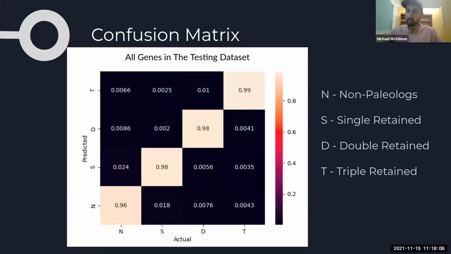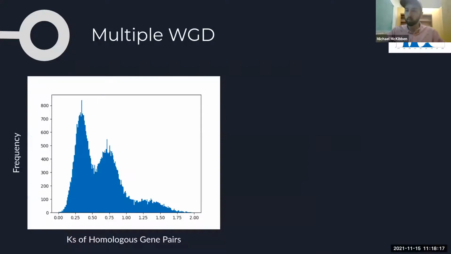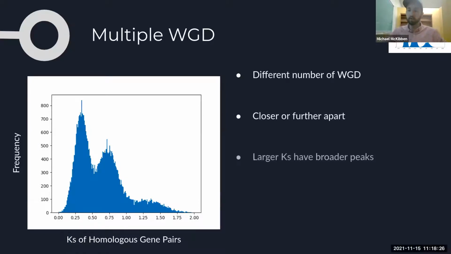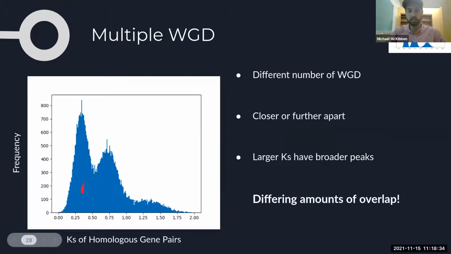But one thing we need to keep in mind, this is across those thousands and thousands of data sets. It's possible that there are particular areas of parameter space where Frackify might struggle. For example, what if I have multiple WGDs, something very common within plant genomes? They also might be closer or further apart, and older WGDs, as we reviewed before, might have broader peaks, all this leading to different amounts of overlap. How might Frackify do identifying paleologs in this overlapped region?